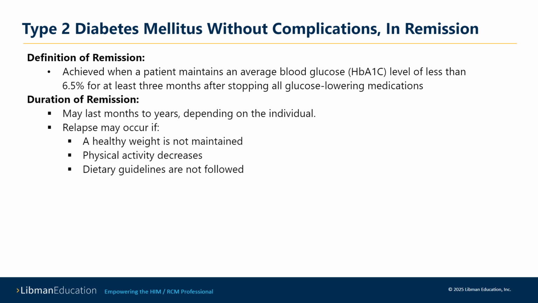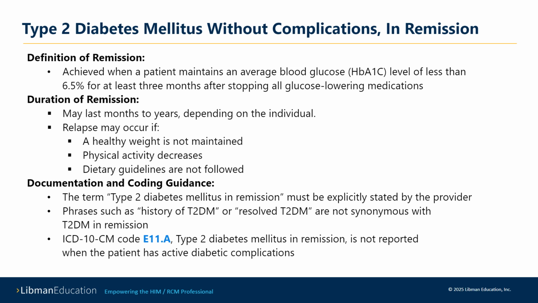The duration of remission may last months to years, depending on the individual, and it may relapse if a healthy weight is not maintained, physical activity decreases, or dietary guidelines are not followed. The term type 2 diabetes mellitus in remission must be explicitly stated by the provider. Phrases such as history of type 2 diabetes mellitus or resolved type 2 diabetes mellitus are not synonymous with type 2 diabetes mellitus in remission.